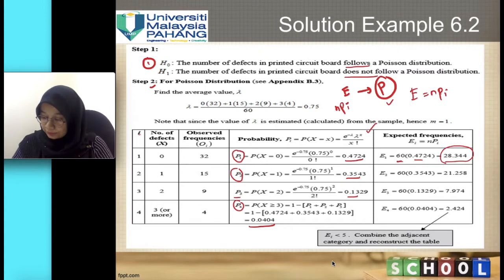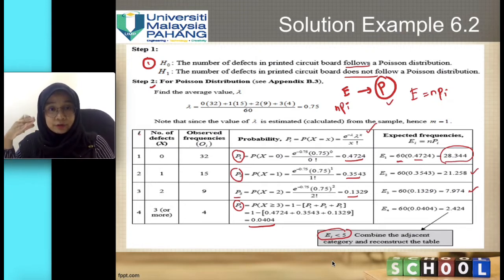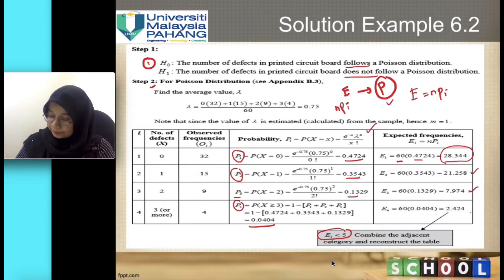Okay, and here we get the E. Notice here, E is less than 5. The assumption for the goodness of fit test is that E must be greater than or equal to 5. If your E is less than 5, what do you have to do? You have to combine it with the adjacent category. So 2.424, you have to combine with 7.974. When you combine the E here, you also have to combine the O.